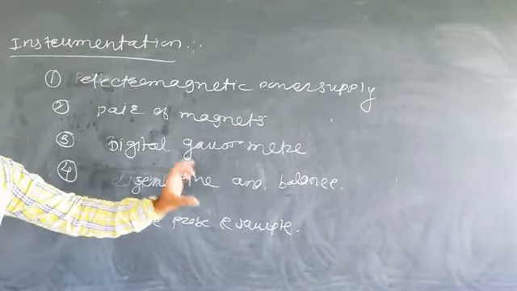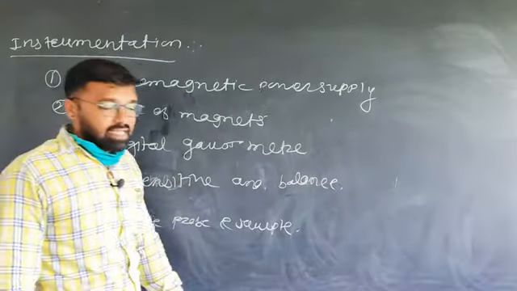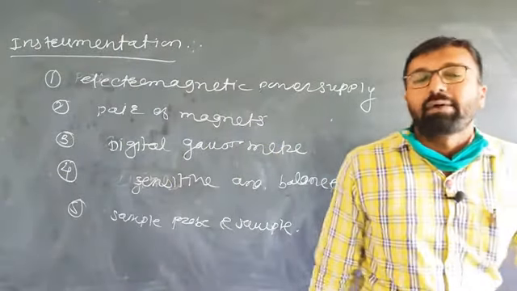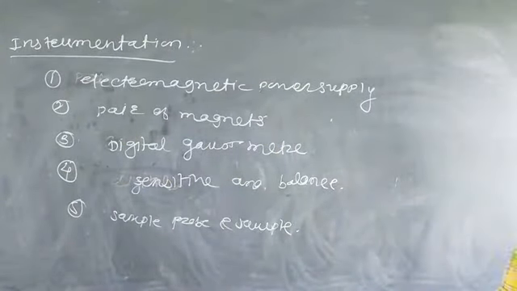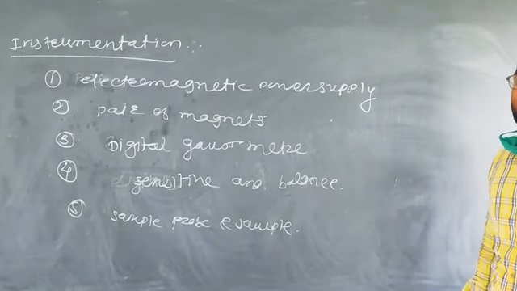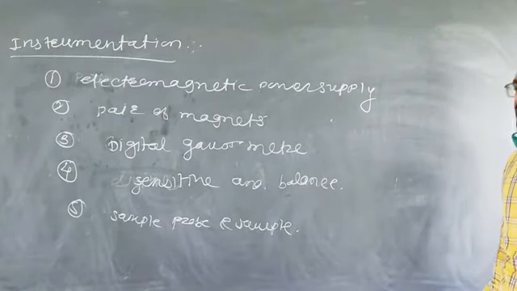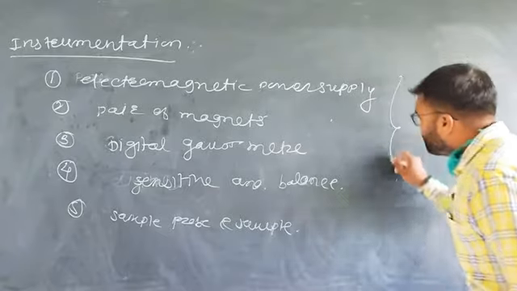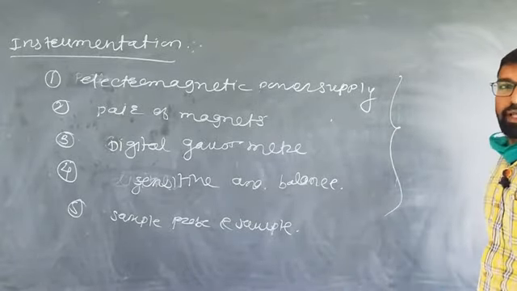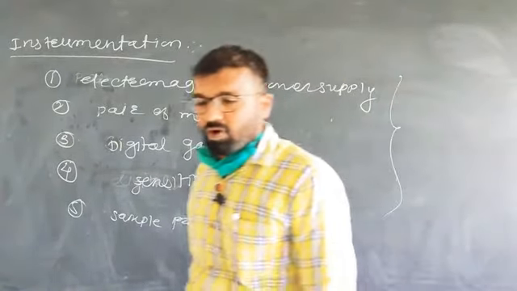Then the sample probe and the sample. The sample is inserted inside the capillary or sample probe, and it is placed between the two poles of the magnet. These are the components of the Gouy method, or instrumentation.